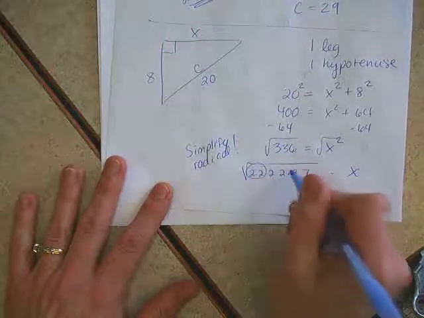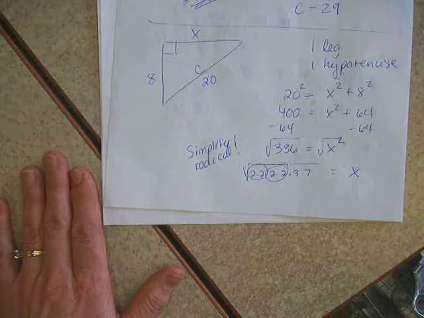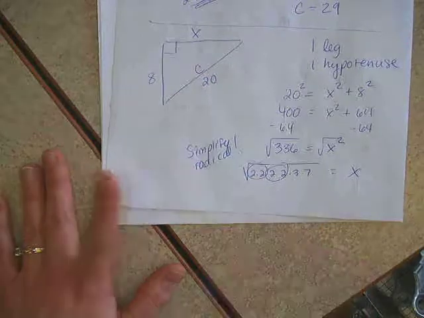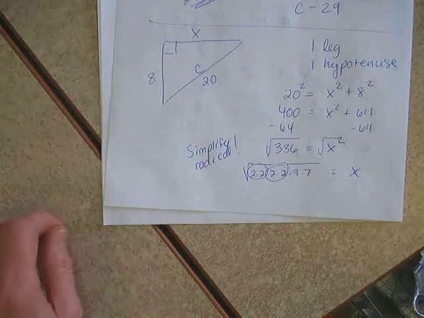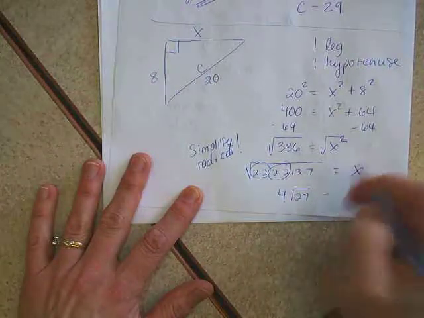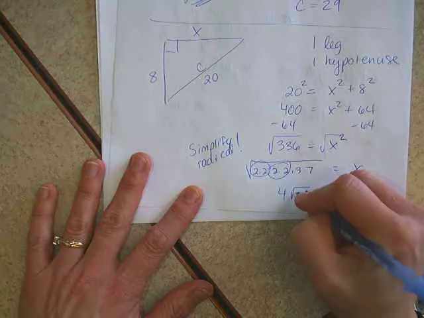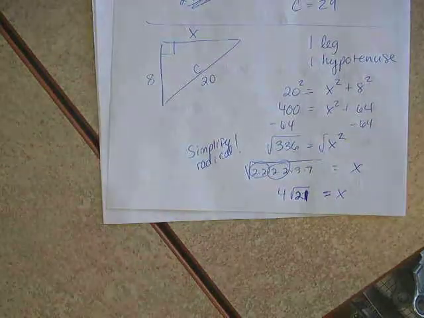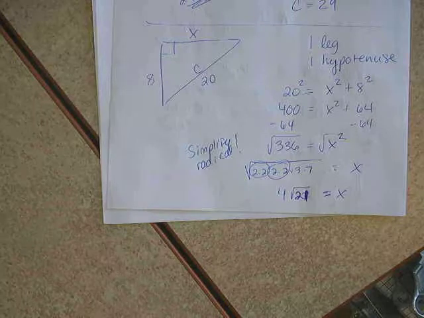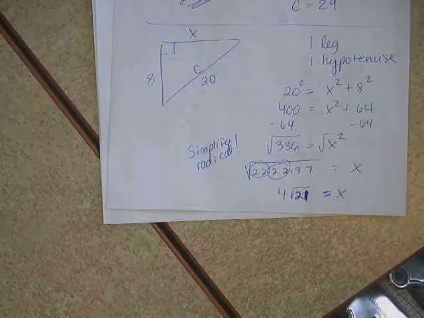Okay, so if you did the tree, you would have 4 2s, a 3, and a 7. So looking for our pairs, we have 2 pairs of 2s. So what would this simplify to? Yep, 4 radical 21 would be x.